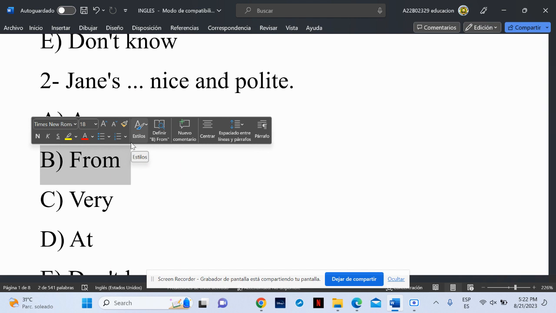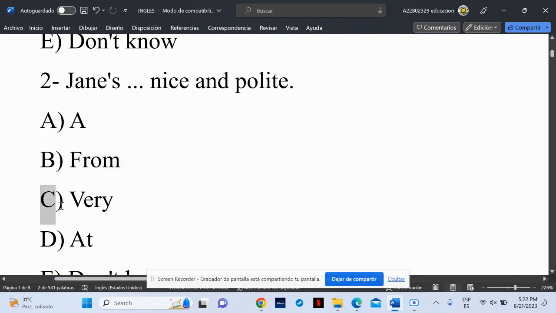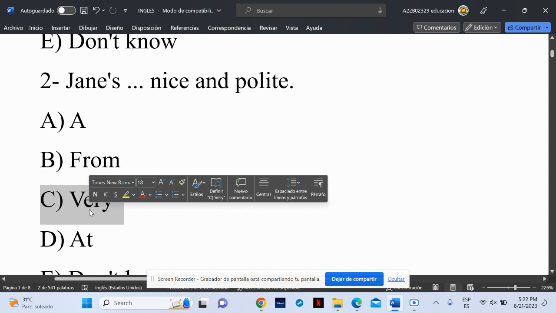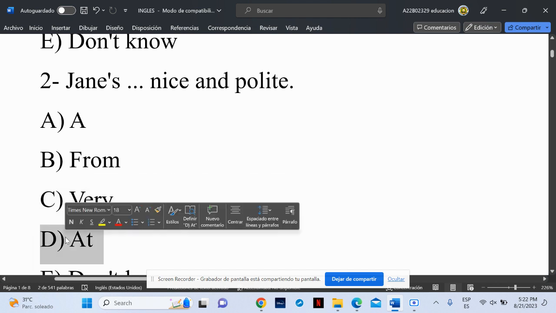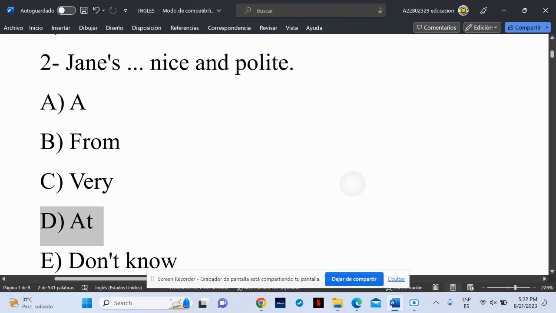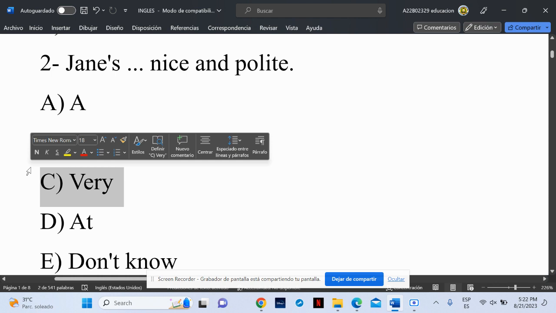James from nice polite. Letter C, James very nice and polite. James at night and polite. And James don't know nice and polite. In that case, the correct word will be very. We use very, and that's the correct word. For example, here, James very nice and polite. That's the correct word. And we select the letter C in those sentences.